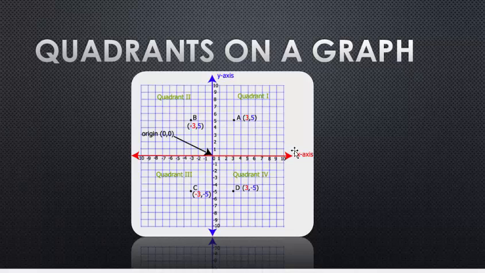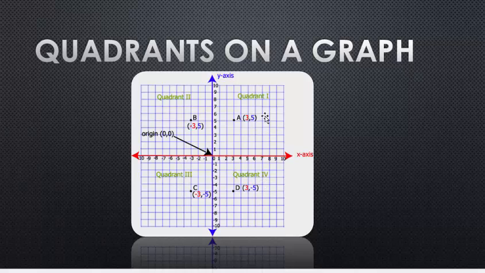If you draw both the x and the y-axis and you start in the upper right-hand corner, we count them and call them quadrant 1. Moving left to the upper left-hand corner, quadrant 2. If you go directly down, so the lower left, we have quadrant 3. And in the lower right, we have quadrant 4.